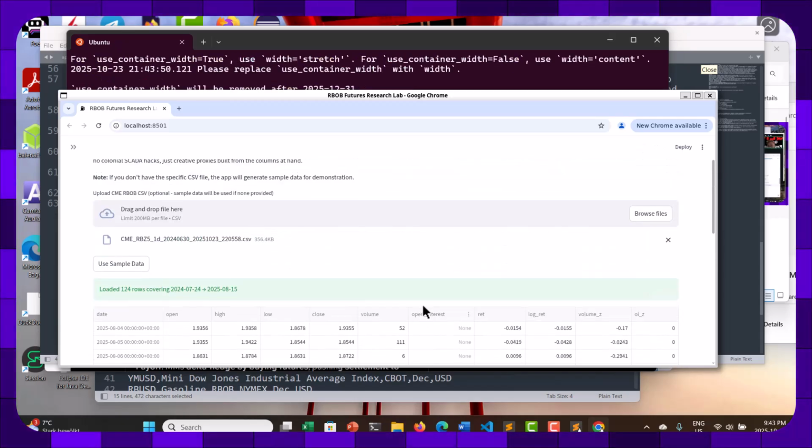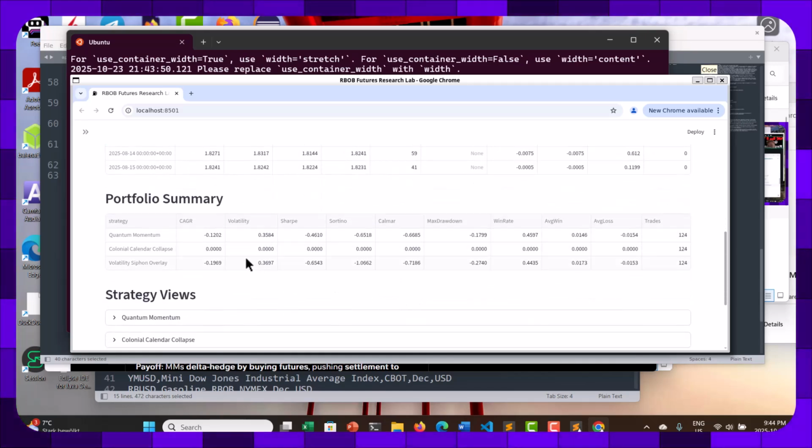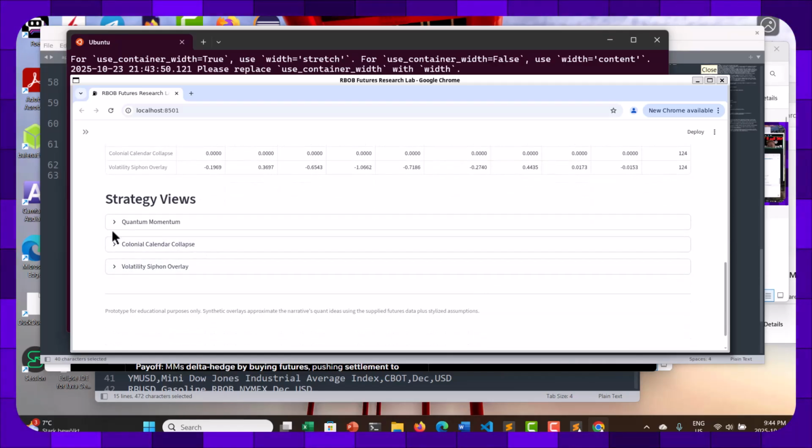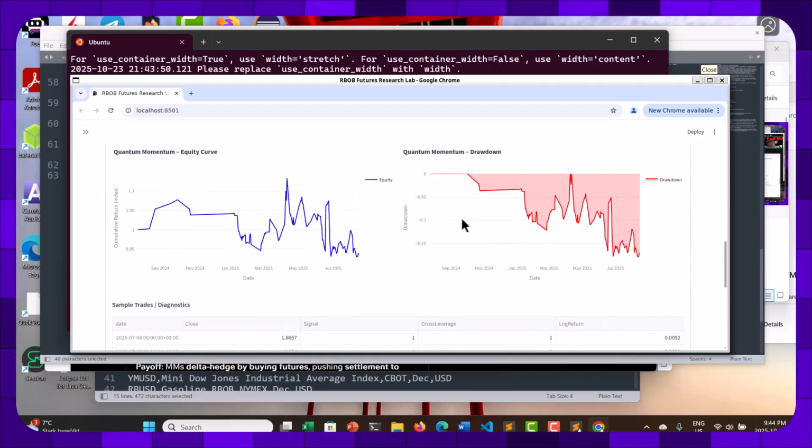So here's what it comes up with. It shows you all the trading points. There's 124 rows since July, 4-hour data. There's a portfolio summary of the different strategy types. What we're looking at here is the Sharpe ratio, as well as the Calmar. These are the historical data for this.